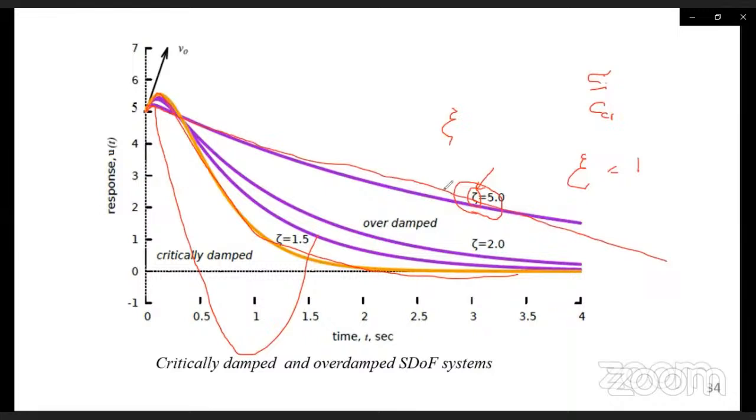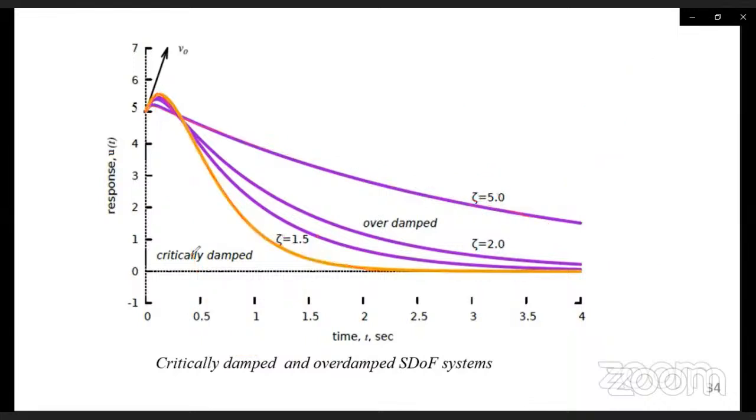Now, this was just to tell you that when we have a critically damped system, there will be no oscillatory motion. The motion just dies out exponentially.